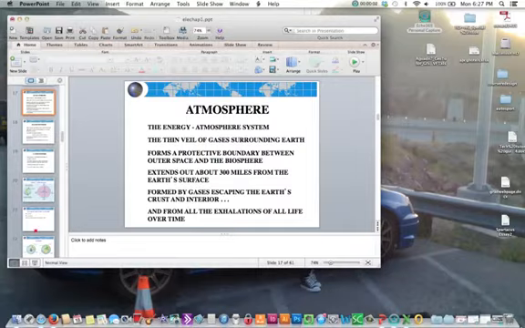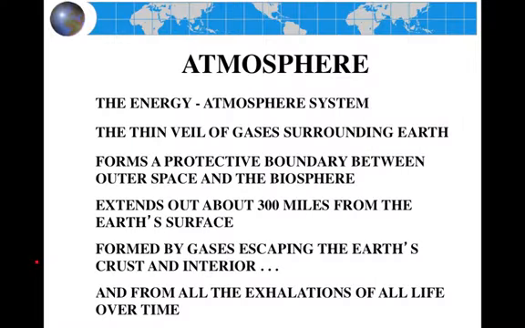Okay, so let's look at the atmosphere. Now, that's part one of the book, the energy atmosphere system. The atmosphere is just this thin veil of gases that surround the Earth. Its main purpose is to form a protective boundary between outer space and the biosphere. You can read about all this in the book, about 300 miles up and so forth.